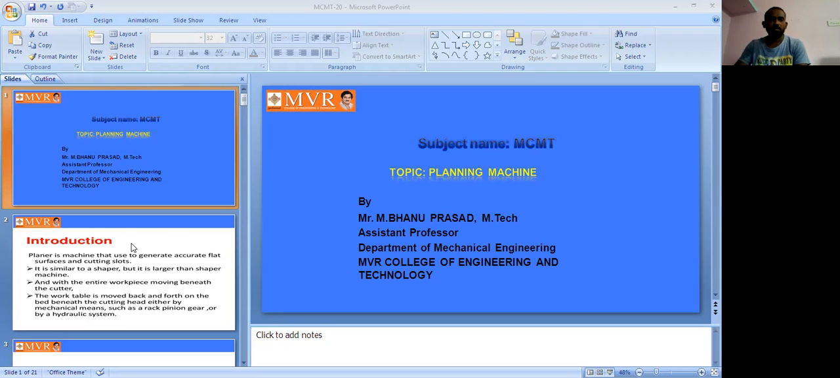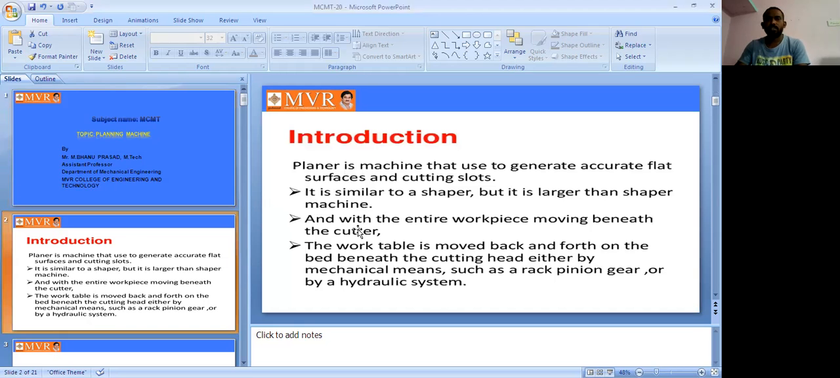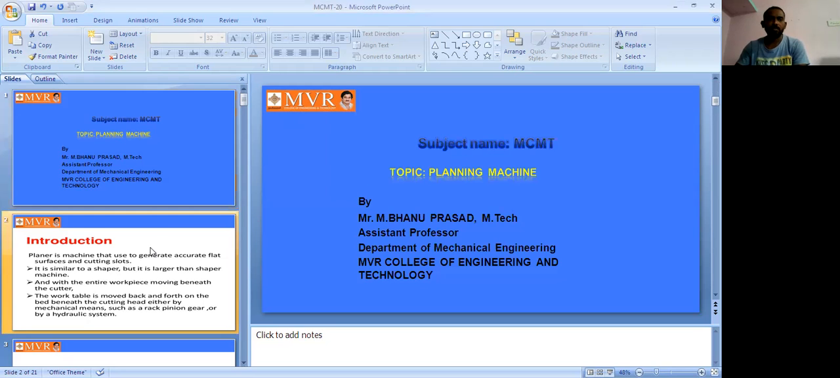So what is a planing machine? First of all, let us go for the introduction. There are three different kinds of operations: shaping, slotting, and planing machines. These three are very important, and they are very different operations. But planing and slotting are somewhat related. So: shaper, slotter, and planer. First, the introduction of the planer.